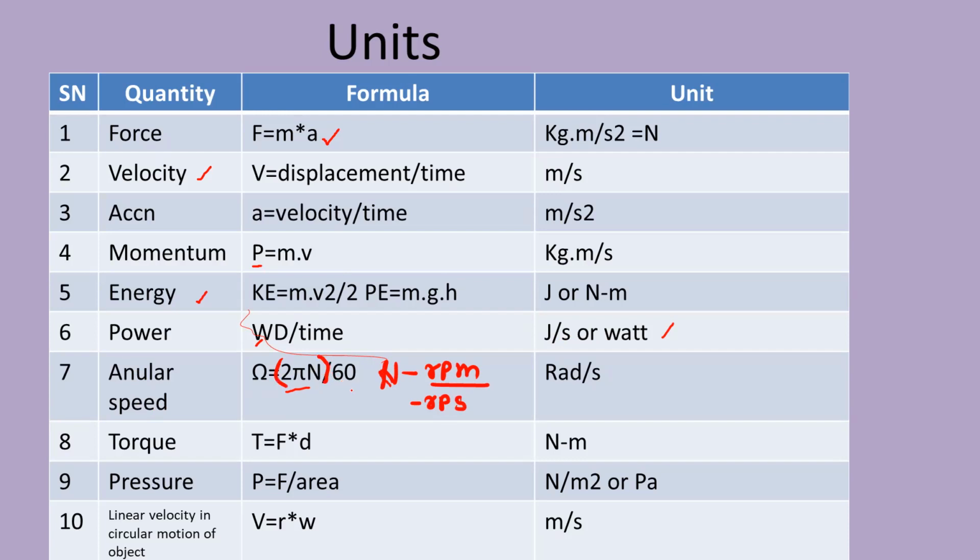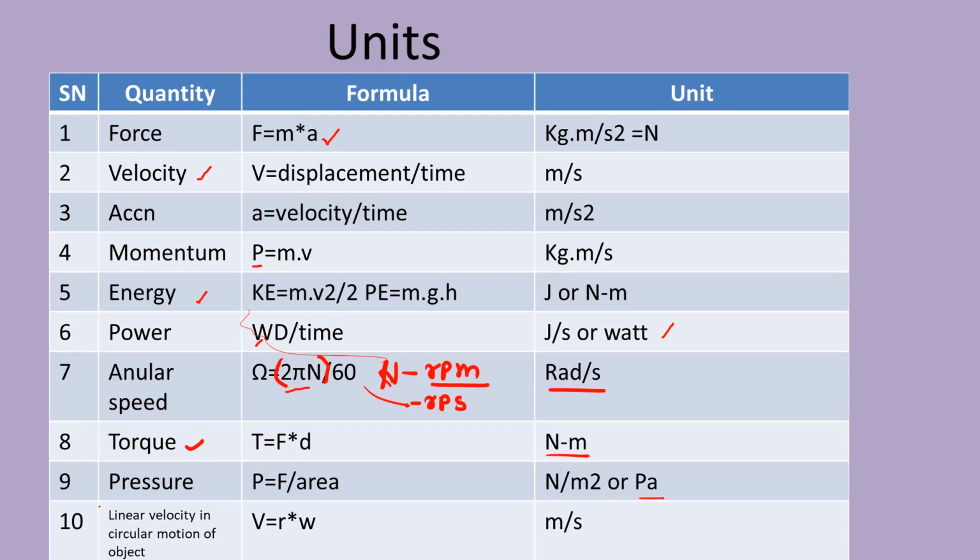Do not divide by 60 if it is RPS. And the unit for angular speed is radian per second. Then torque, its formula is force into perpendicular distance, d. So the unit is Newton meter. Pressure, P, is equal to force upon area. So it becomes Newton per meter square, or Pascal.